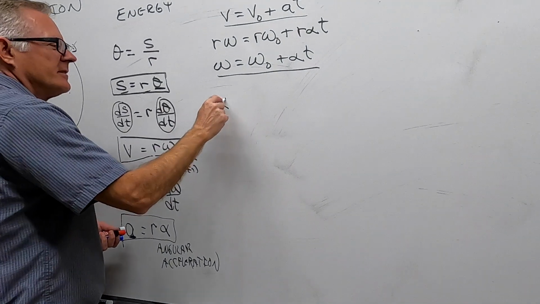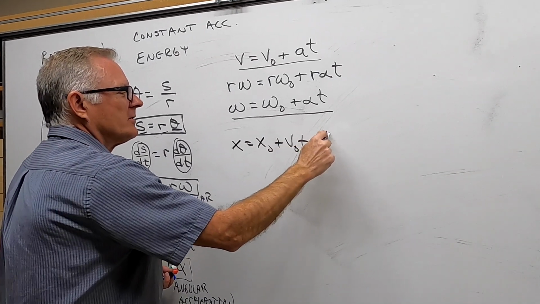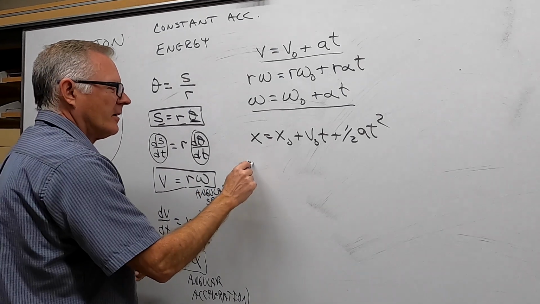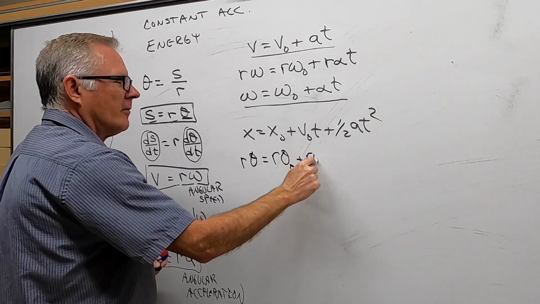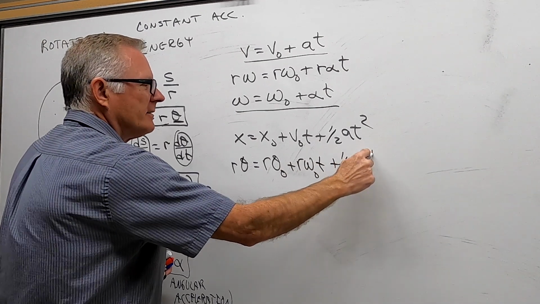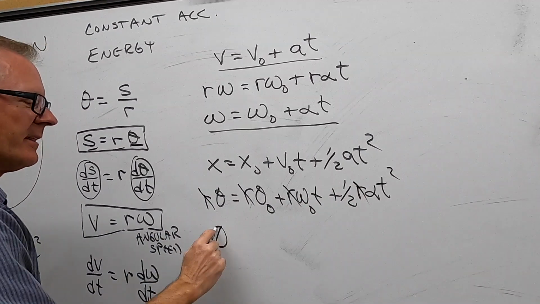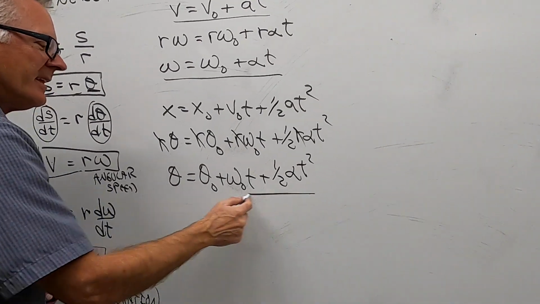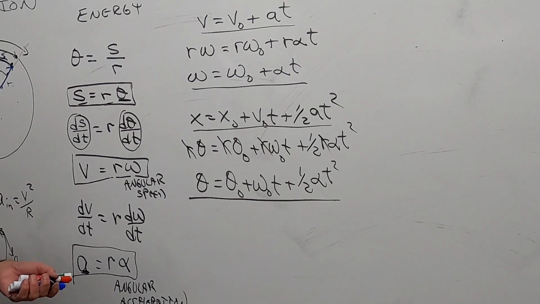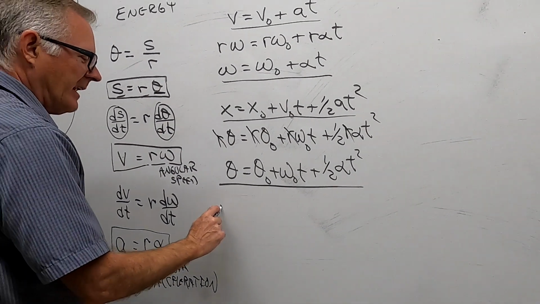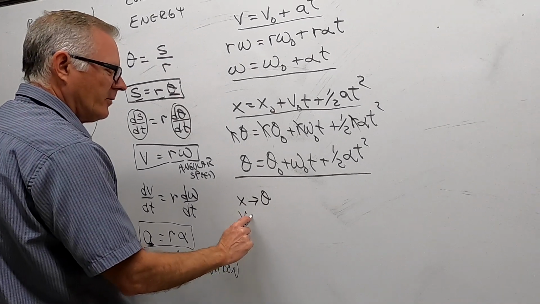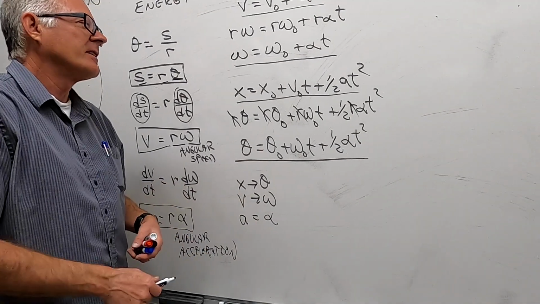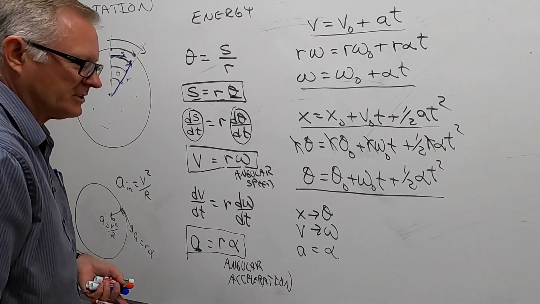If we look at the next equation, x equals x sub naught plus v naught t plus 1/2 at squared. My x, instead of as my distance, I replace with r theta. r theta equals r theta naught plus r omega naught t plus 1/2 r alpha t squared. Get rid of all the r's, and we get theta equals theta naught plus omega naught t plus 1/2 alpha t squared. Again, these equations look exactly the same. We don't have to memorize any new equations, just how to switch letters. Every place we saw an x, we switch it with a theta. Every v becomes an omega, and every a becomes alpha. All the equations we have for everything are going to be the same, just switching letters.